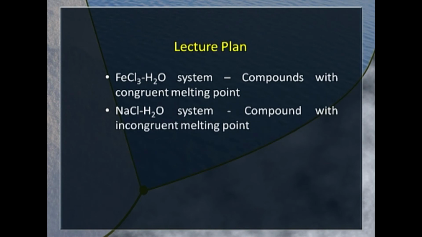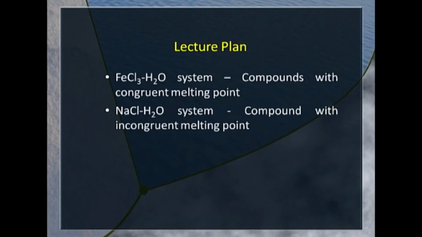And then we take the common example of the salt water system, in which there is compound formation, but this compound is not stable. It undergoes a peritectic reaction. That means it exhibits an incongruent melting point, and these systems can be used as freezing mixtures. We see some examples of freezing mixtures, and then I will summarize what we have seen today.